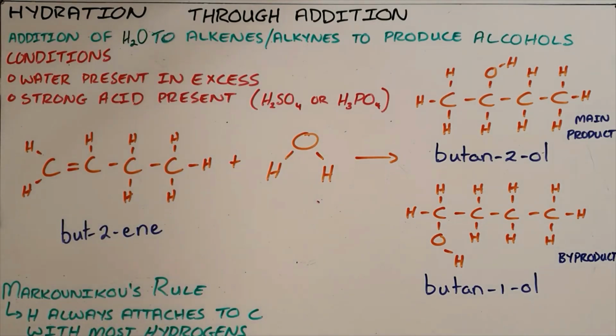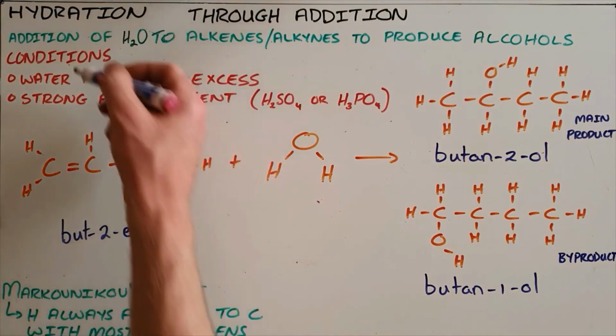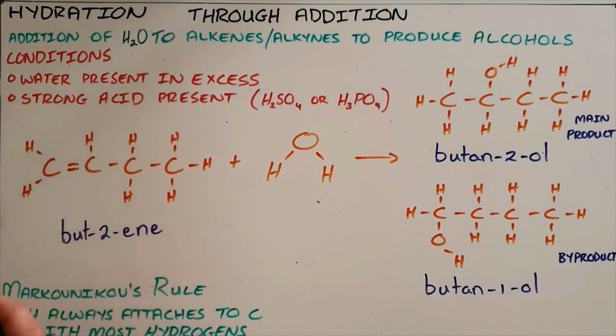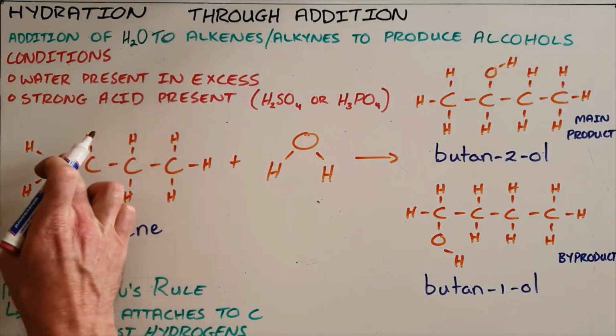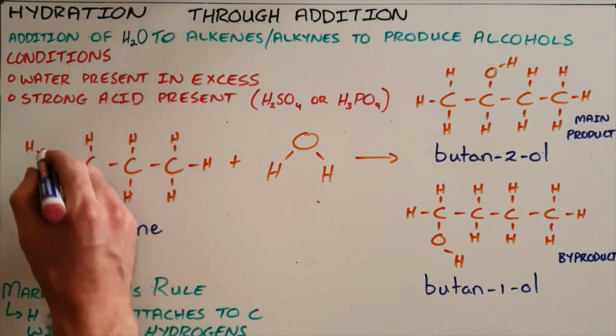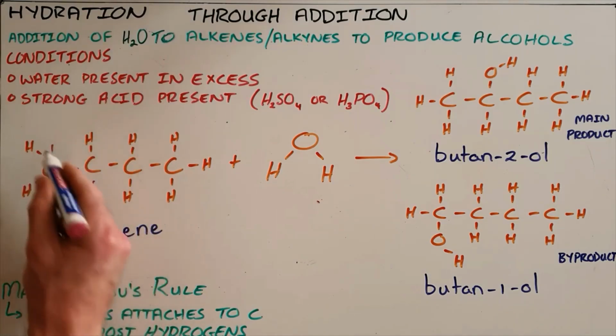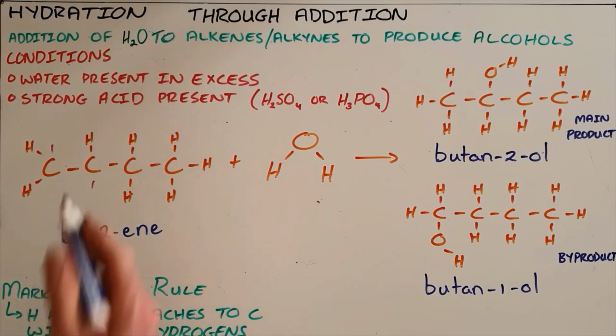As an example, we have here butene, which has a double bond on the first carbon, and when combined with water with these conditions, that being excess water and a strong acid presence, we break the double bond on that first carbon, which leaves each carbon looking to form new bonds.